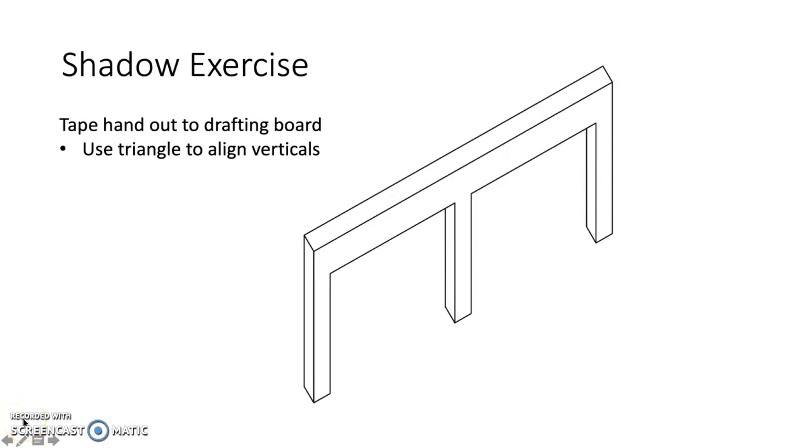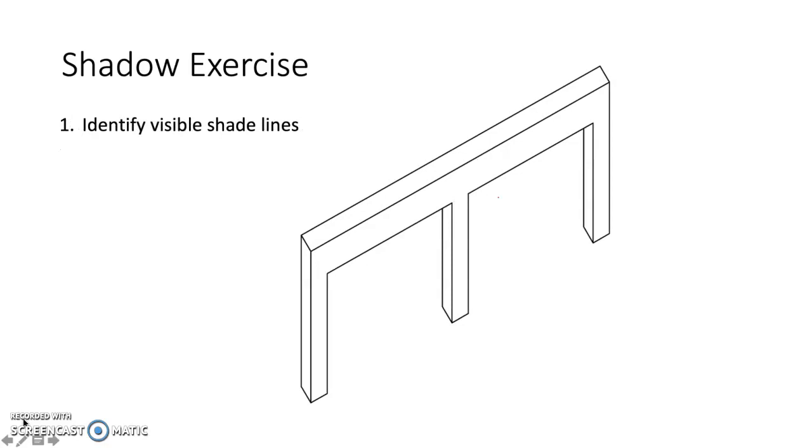In the second of our shadow videos, we will work through the exercise from the Barcelona packet. Find the drawing that looks like this and tape it down to your drafting board. Make sure it's properly aligned. You can use either the verticals or the 30-degree angle as your guide to get it aligned to the board and taped down properly.